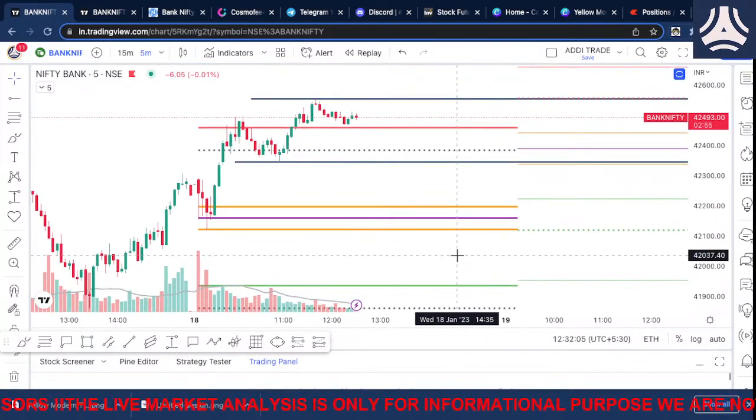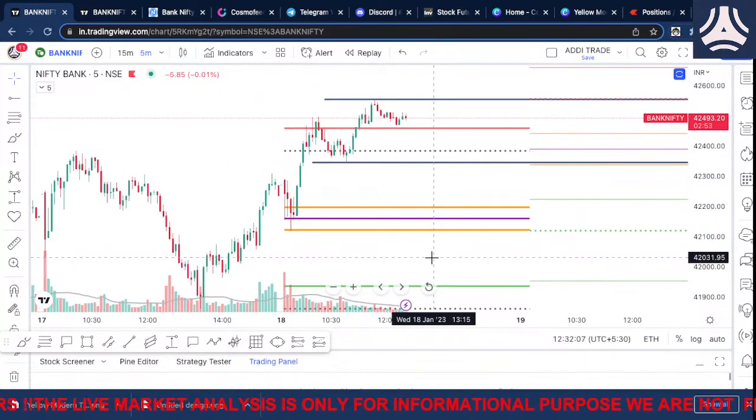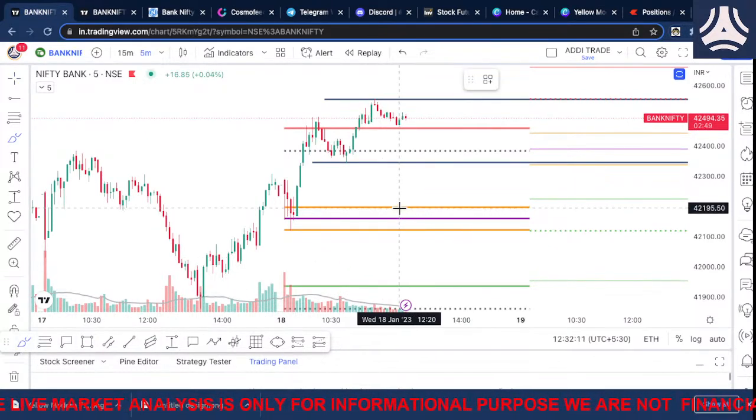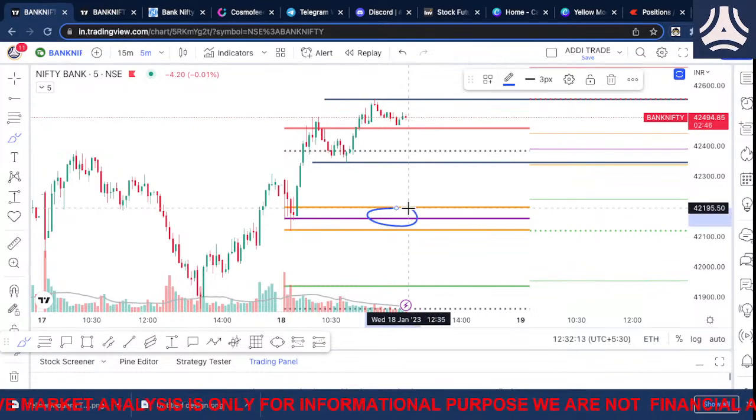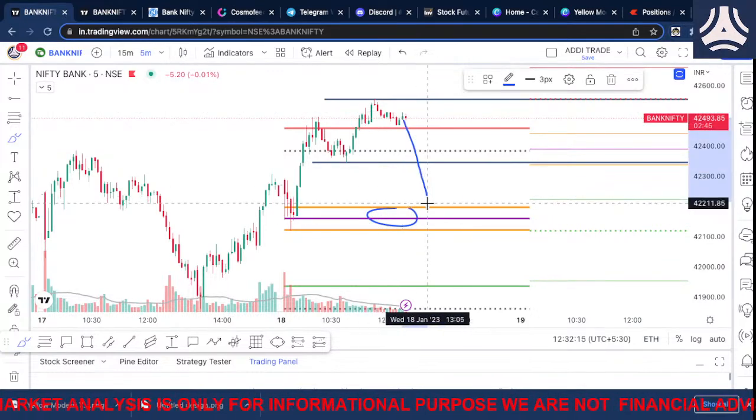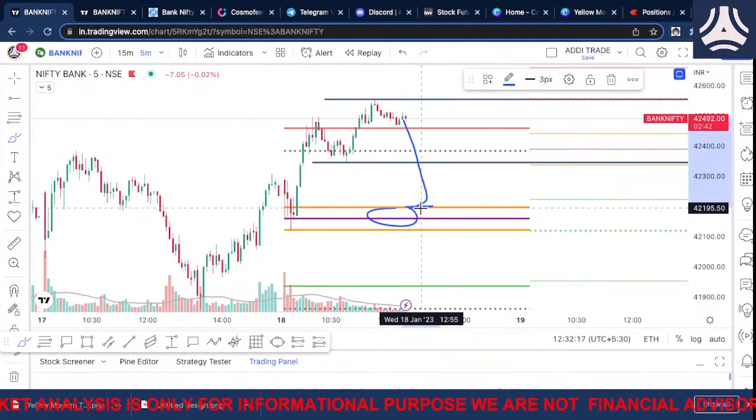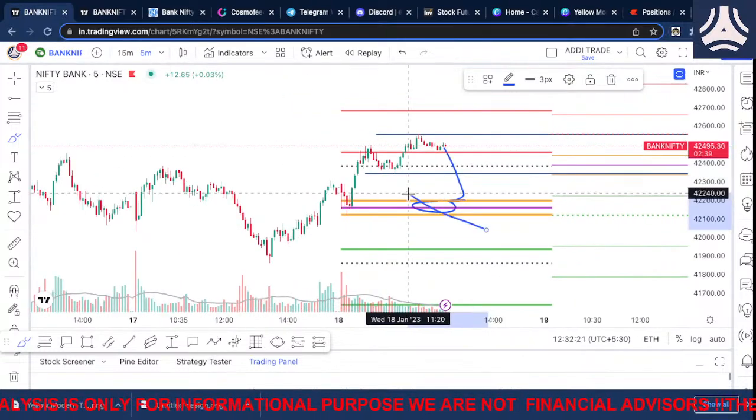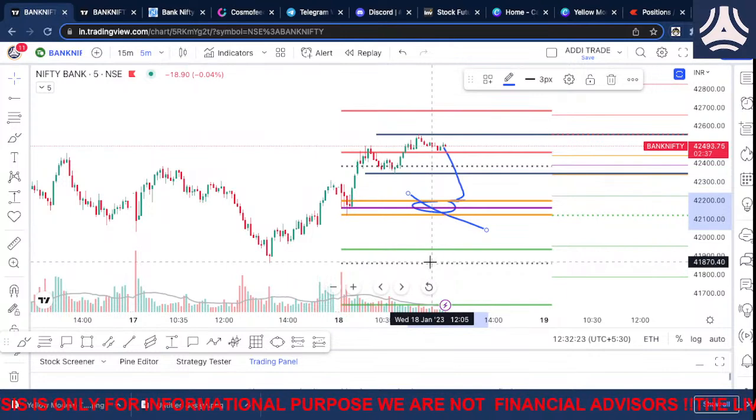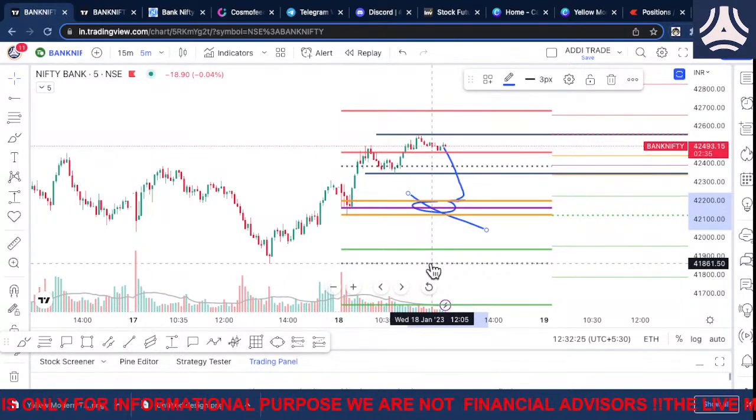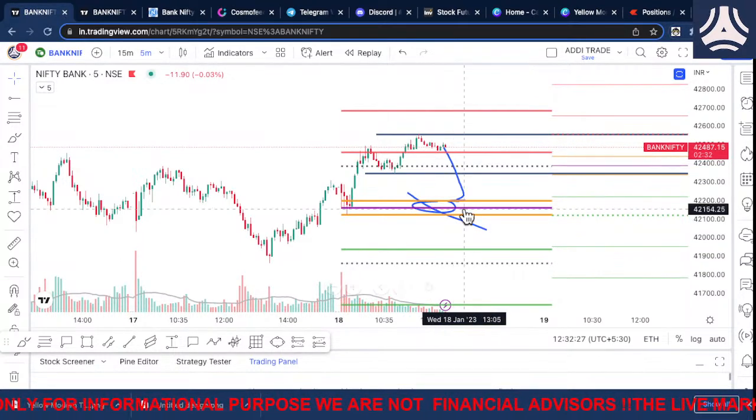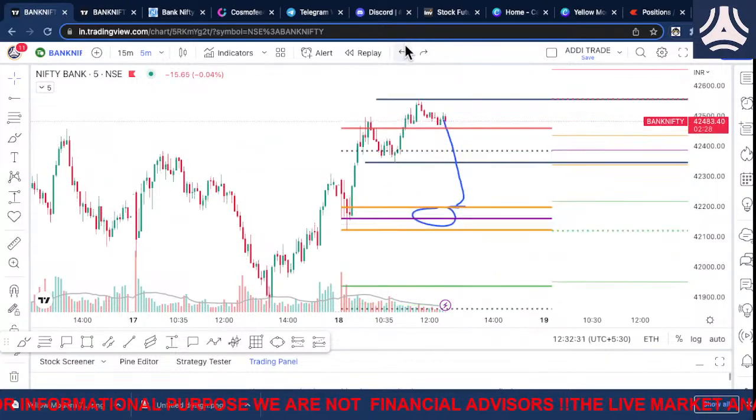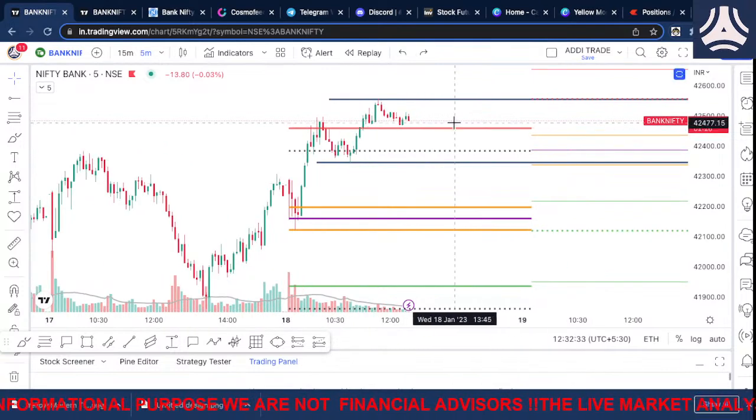See, if 41,900 has to come, we have to break. First hurdle is this CPR. Even if we get a fall from here, we could take some support over here, 42,200. Then we have the previous day low, which is at about 41,860. So unless the CPR breaks on the downside, I don't think we will see 41,900 today.